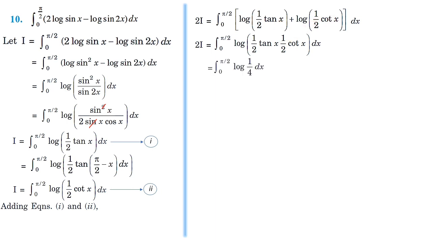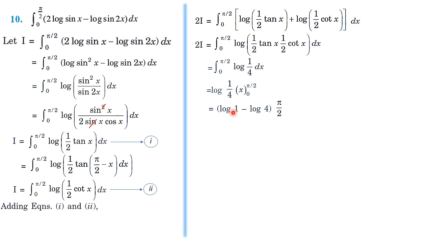Now integral 0 to pi by 2 log of tan x into cot x. We know both are reciprocal ratios. Tan x into cot x, when we multiply, we get 1. So 1 into 1 by 2 into 1 by 2, that is 1 by 4. So log 1 by 4 dx. This is a constant, keep it outside. Integration of 1 dx, only 1 is there because this is constant. Integration of 1 dx is x. Apply the limit 0 to pi by 2.